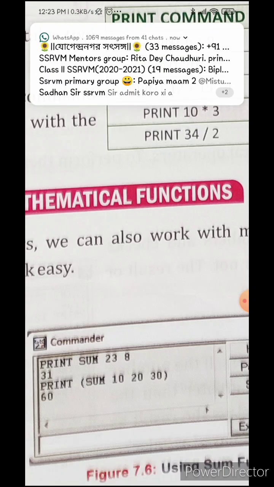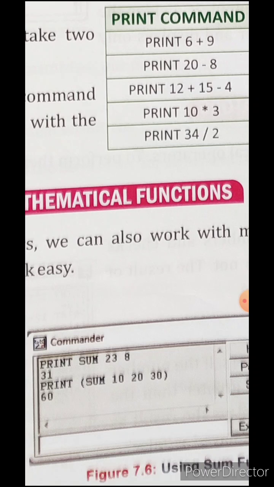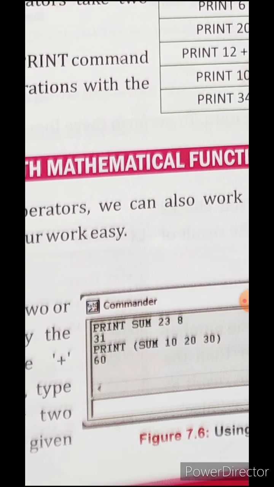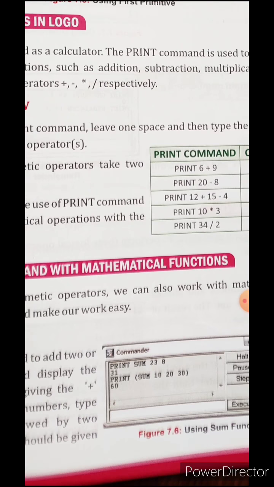So for addition we need to write print sum, and after that by your choice you can give numbers. Here it has been given 23 and 8, or you can go for three numbers also: sum 10 20 30. So we need not give the plus symbol here. Only what we need to do is print and after that one space, and in bracket we need to write sum, and those numbers which we want to sum, 10, 20, 30, maybe 40, 50, 60, by your choice, and the computer will show you the output.